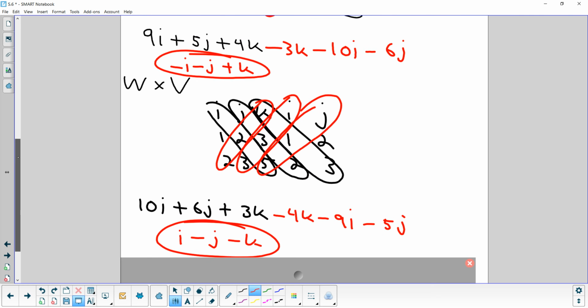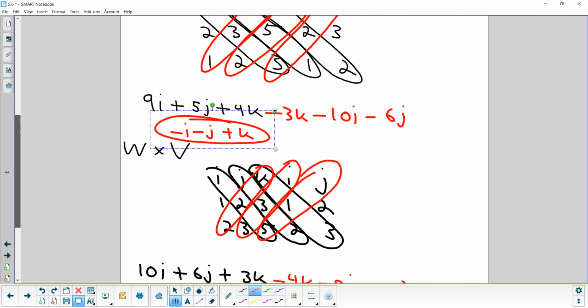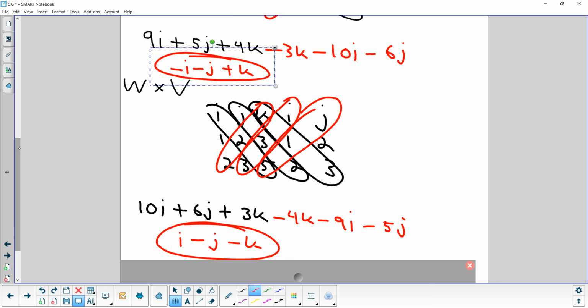There's the answer we got when we did V cross W. What's the difference between these two answers? They're not the same. But if you know one, you automatically should be able to know the other one at this point without doing this ever again.